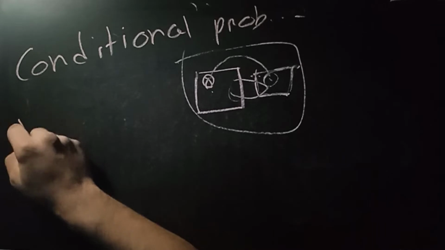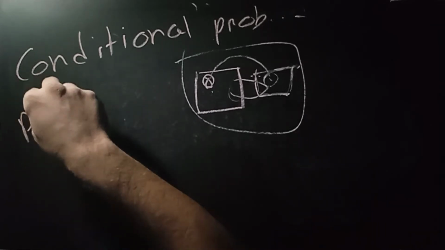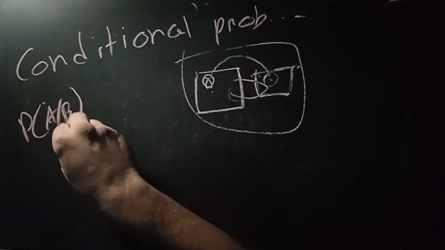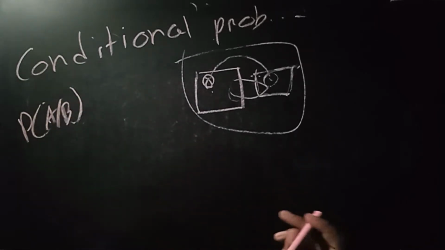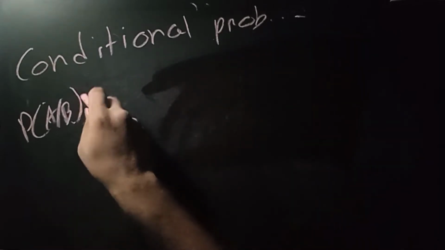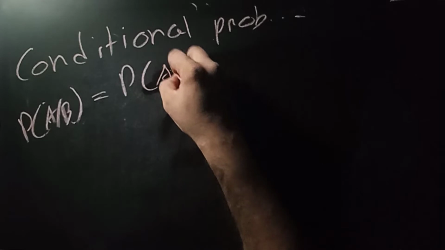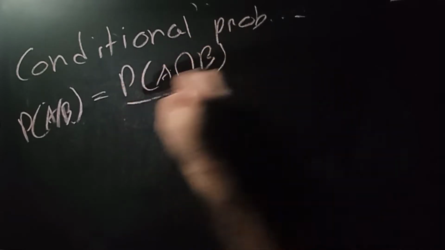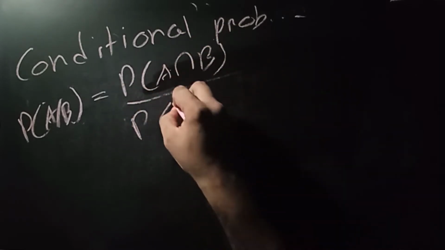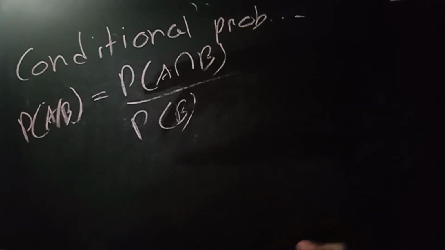So it can be written as P of A by B. That means probability of A when B has already happened. Now the general formula that is used for this is taken as P of A intersection B by P of B, probability of A intersection B by probability of B.